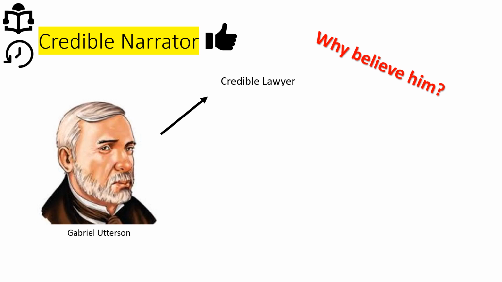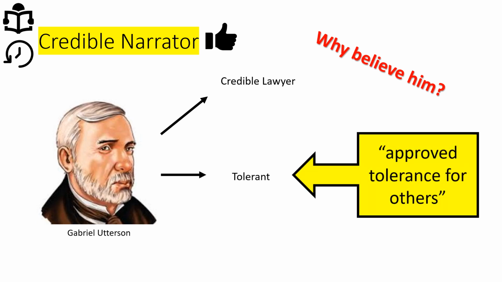He's a professional man. He's got a professional qualification, making him a lawyer. He's also quite tolerant of other people. He says that he's got an approved tolerance of others. That's what the narrator describes him as in the first chapter.